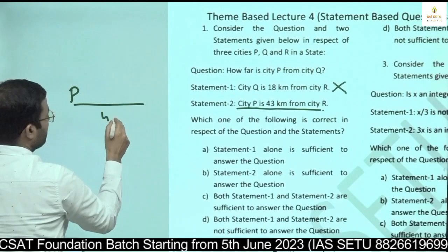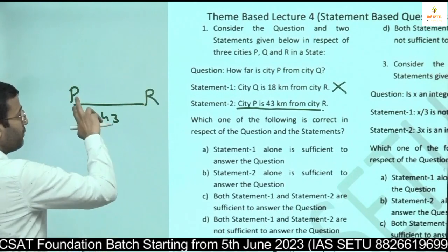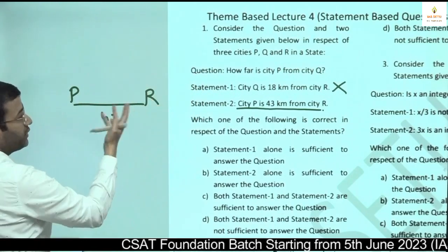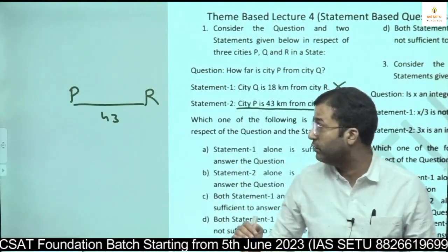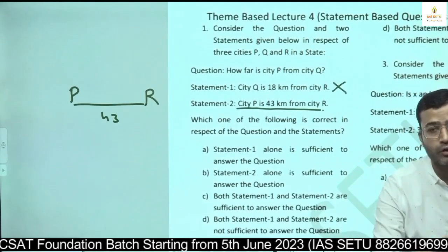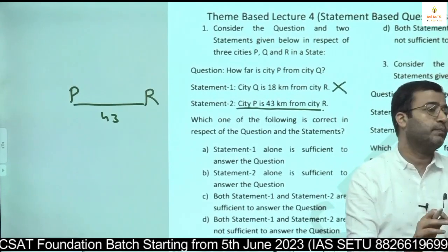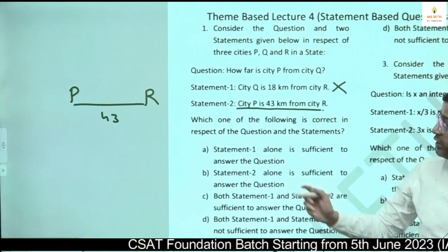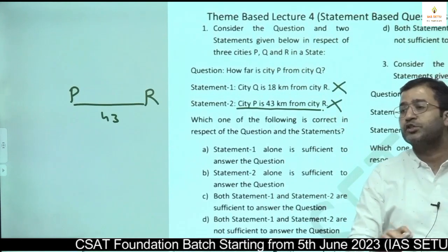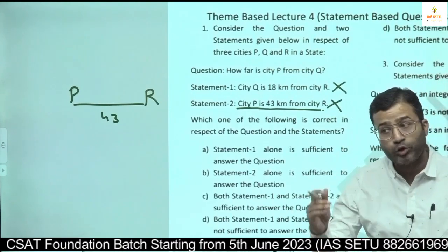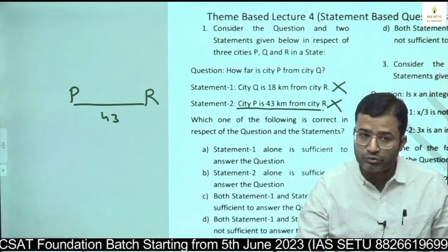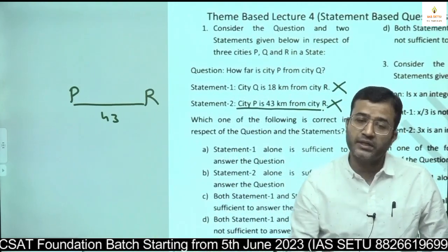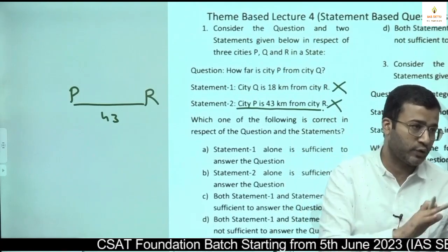CTP is 43 kilometer from CTR, but P can be here, P can be there. Where is Q? We don't know. Statement number 2, individually, will not tell you where is Q. It tells you only P and R. But the question asks about P and Q. So even statement 2 alone is not sufficient. I told you first we try statement 1 alone, then statement 2 alone. अगर बात नहीं बनेगी, then we have to try both together.